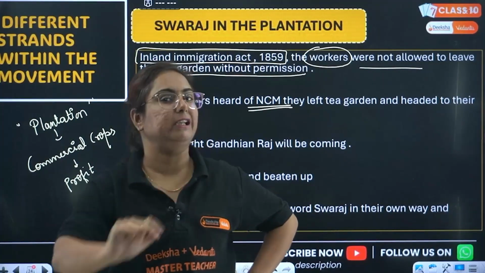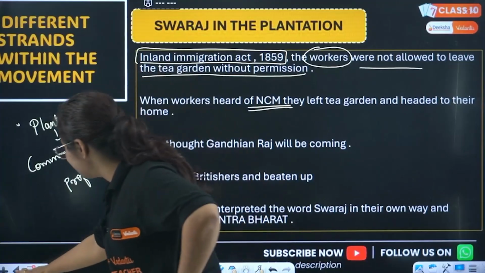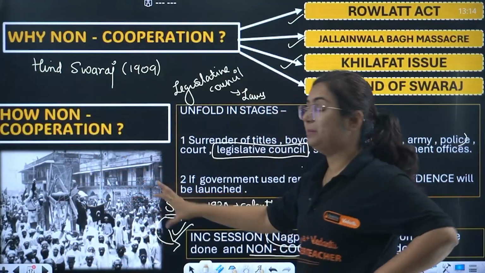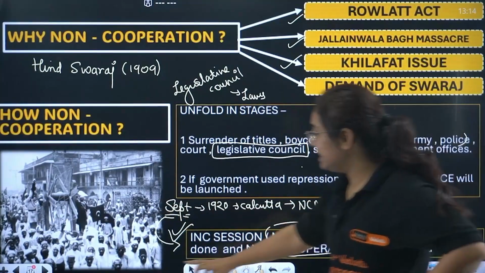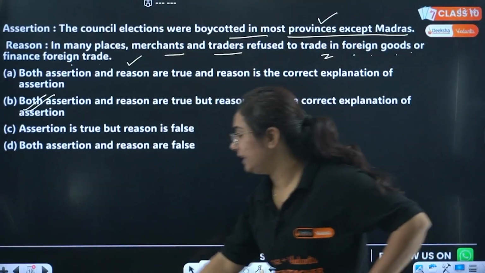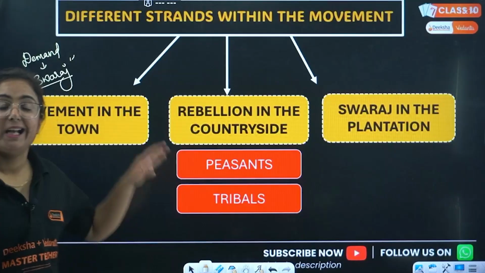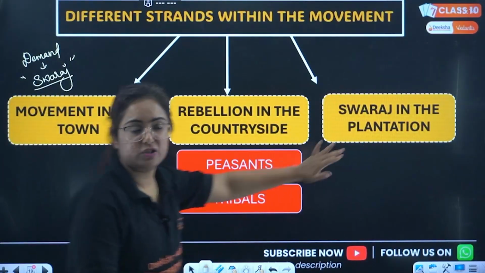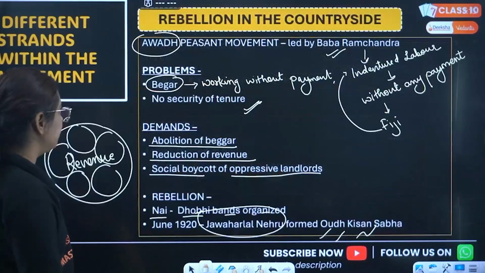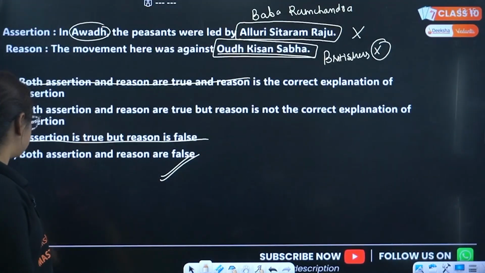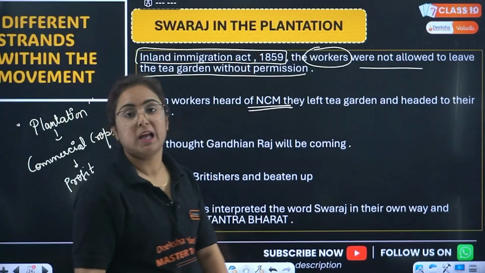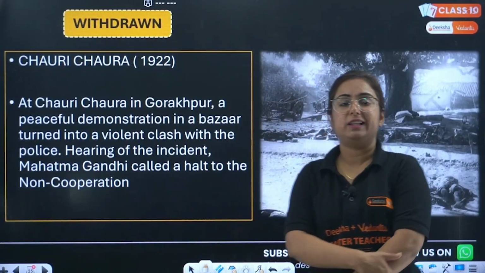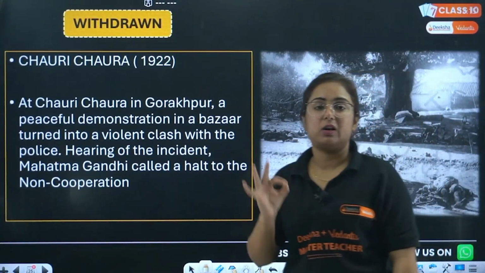Okay, now where we started the story, that the non-cooperation movement would be started, it was accepted in the Indian National Congress at Nagpur in 1920. The movement was going on at different places: in the town, in the countryside, in the plantation area. People were participating, and the boycott was made a part. But now an event will happen that is going to change everything, and the event is the Chauri Chaura event.